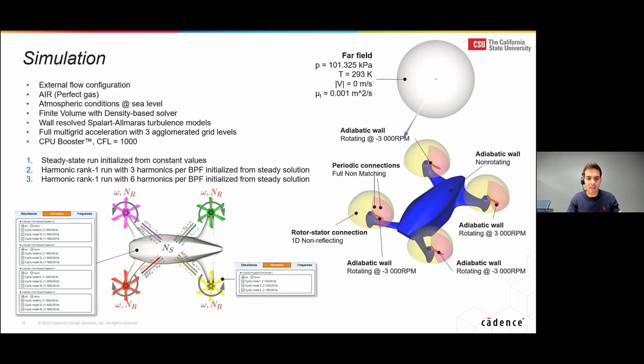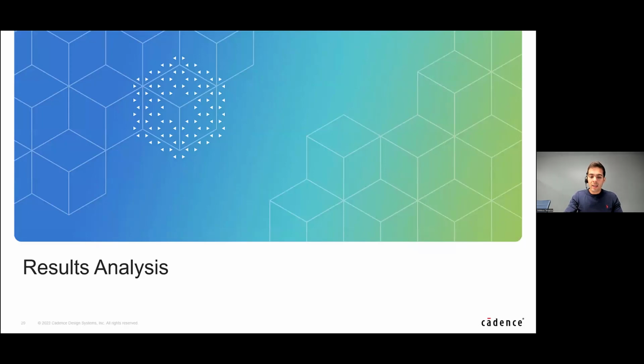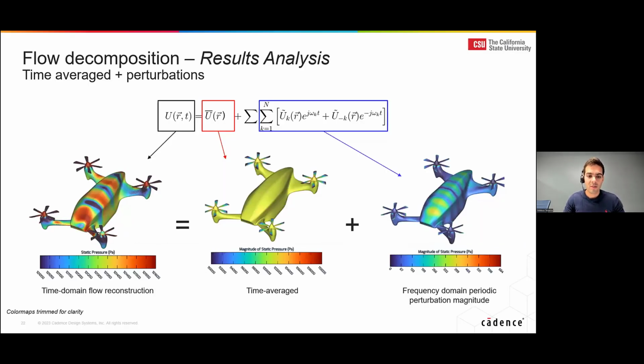Some other more advanced settings should also be specified. For example, the type of turbulence model you're using, if it's a RANS type of computation, so Reynolds-averaged Navier-Stokes simulation. Some acceleration techniques, like the use of multi-grid acceleration, and some specific software, in this case here, the Cadence Fidelity platform that has a CPU booster feature that accelerates the convergence. So these are more specific to the software itself.